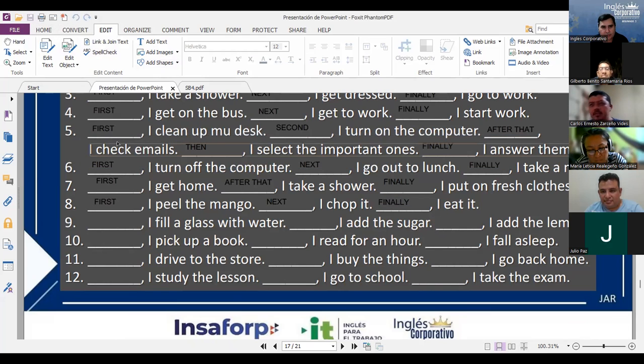Yeah. And teacher, you can see the number 7. It's correct. Use first. I get home. Then, after that, first, I take a shower. Finally, I put on fresh clothes. Maybe finally is for the last activity in the series. So for me, it would be better if you write first, I turn off the computer. Next, I go out to lunch. After that, I take a shower. Finally, I go to bed. Oh, okay. Like when you finish the activities. Okay, well, very good, teacher.